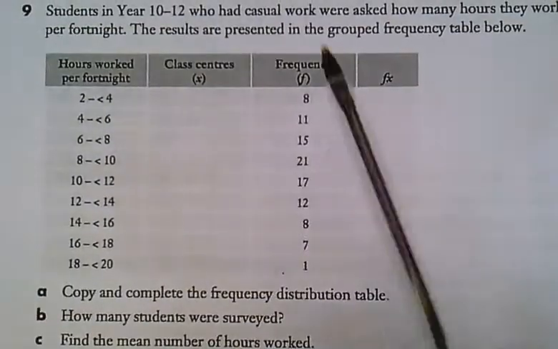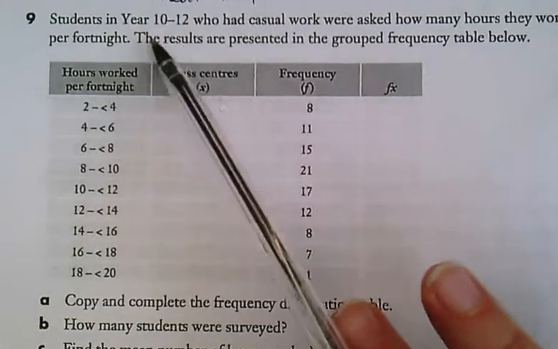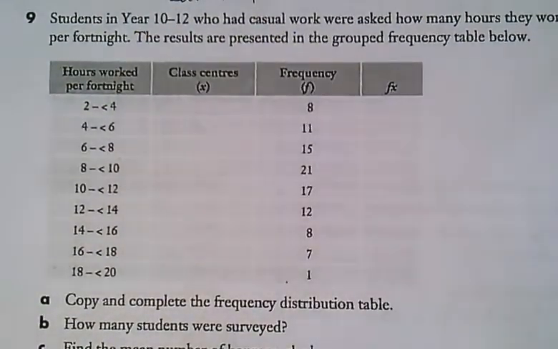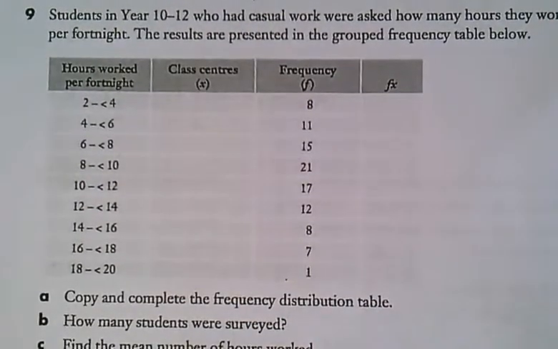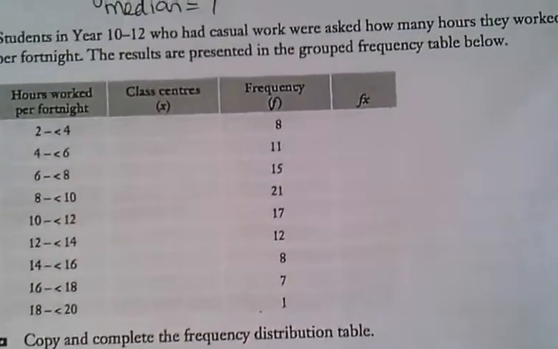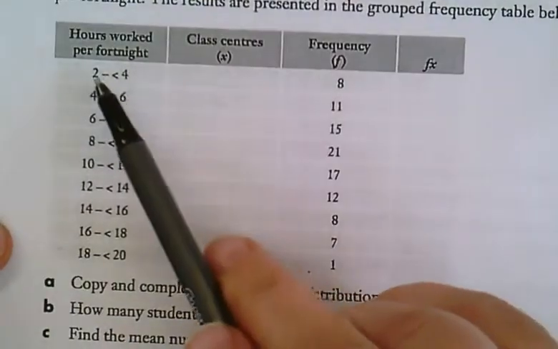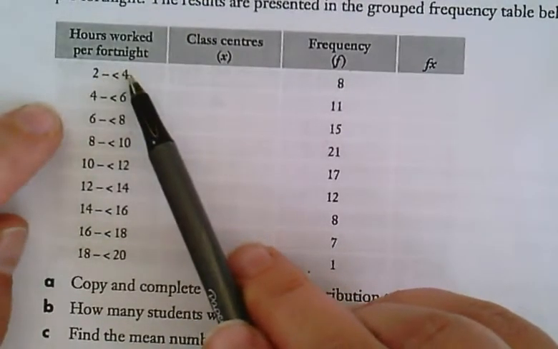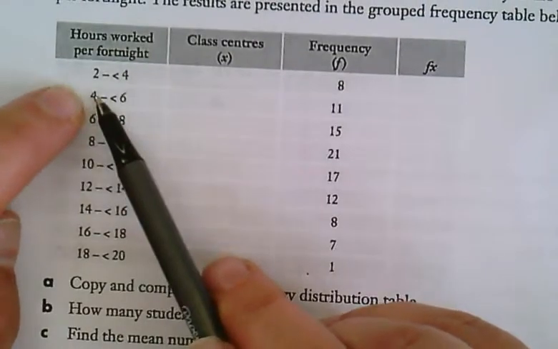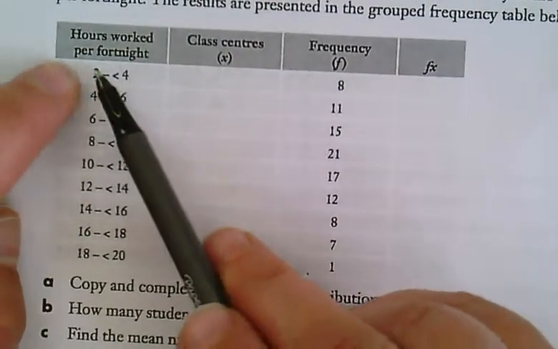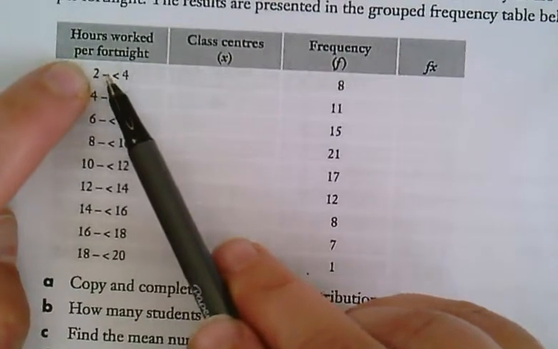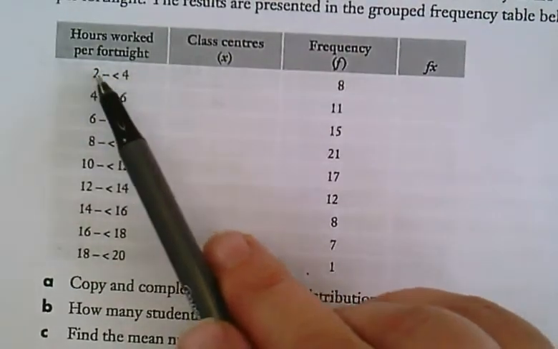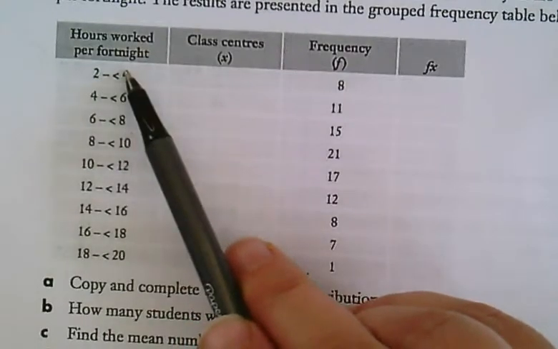So a survey of students in years 10 to 12 who had casual work were asked how many hours they worked every fortnight, and here are their results. We have to say, did you work either 2 hours or more but less than 4? So anyone that worked 4 hours goes into the second row. So this could be 2 hours, 2.5, 3 hours, 3.5, 3 3/4 hours, but not 4 hours. This is including 2 hours, but less than 4 hours.